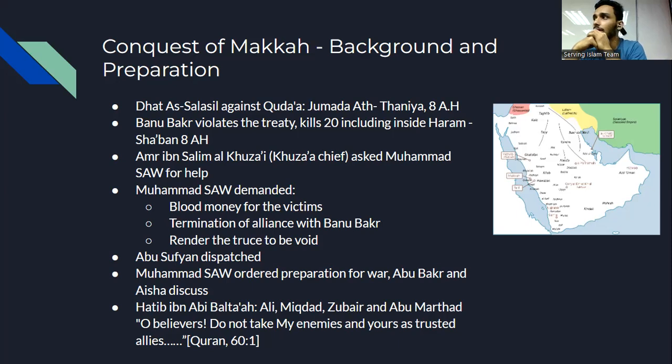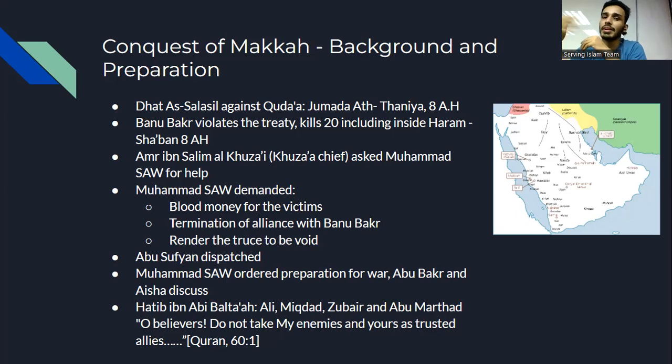And then Banu Bakr was another tribe which was still on paganism, and it entered into an alliance with the Quraysh. And Banu Bakr and Banu Khuza'a, they were having a war for centuries. As you know, in the Jahiliyyah days, they used to have wars. So let's say my camel crossed into your territory and now I'm going to fight a war against you.